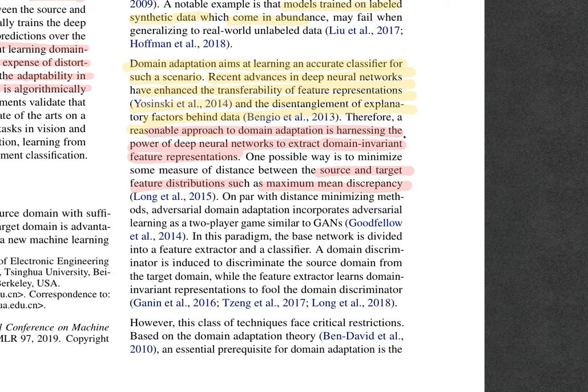Another example is adversarial domain adaptation, which incorporates adversarial learning, such as two-player games, similar to generative adversarial networks. In this paradigm, you have a feature extractor and a classifier. Now, a domain discriminator is there to discriminate the source domain from the target domain, and you use that to train the feature extractor in a way that it learns domain invariant representations. Why? Because the objective is to fool the domain discriminator.